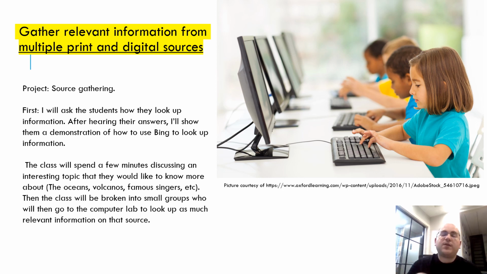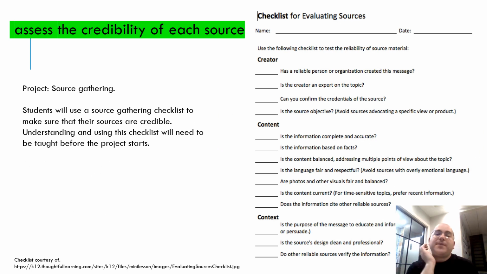After that, the class is going to spend a few minutes just brainstorming different ideas to talk about. I do this mostly because there are some students who maybe are not that creative on their own, and they could really benefit from hearing the ideas of others. So after we get some ideas out there, I'd break the class up into small groups, and we would go down to the computer lab because we don't have technology in our classroom. We'd go down to the computer lab, and they would try to look up as much information about that source as they can.